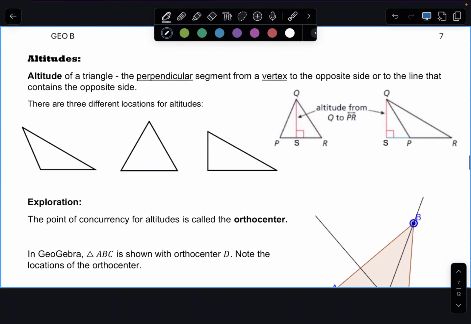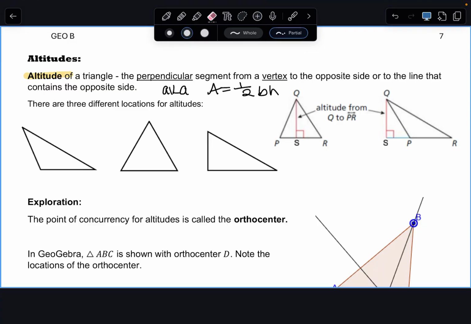Okay. The last segment that we'll talk about today is something that you might have heard of before. It's the altitude. The altitude is also known as the height. So in your area equals 1/2 base times height formula for triangles, this H really means the altitude. Okay, so altitude, height, kind of the same thing. But for our purposes, we're going to use altitude.